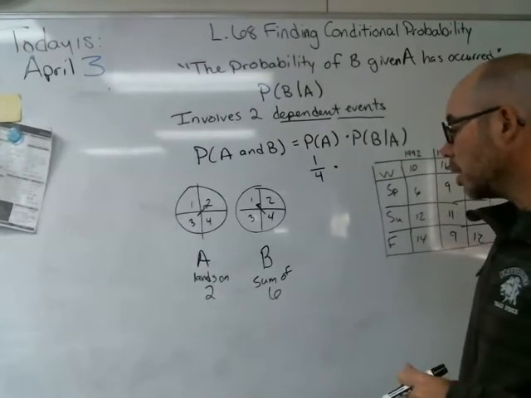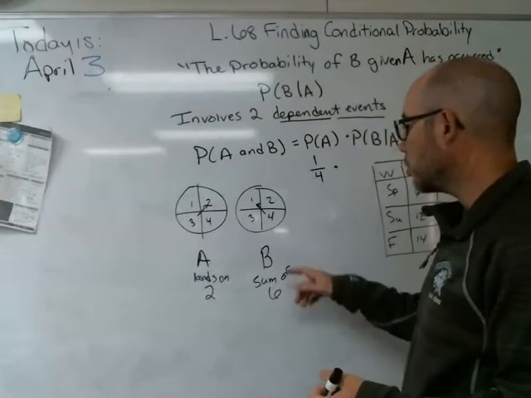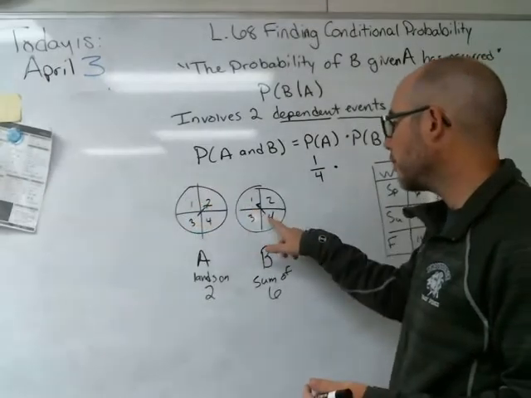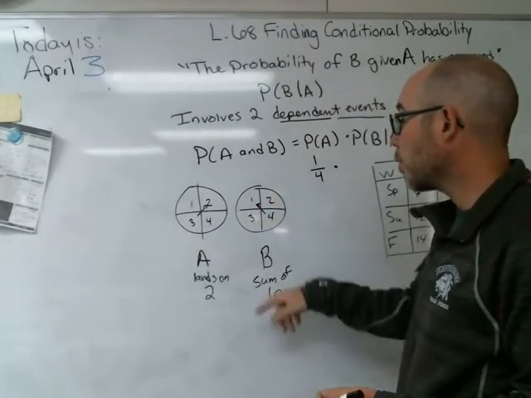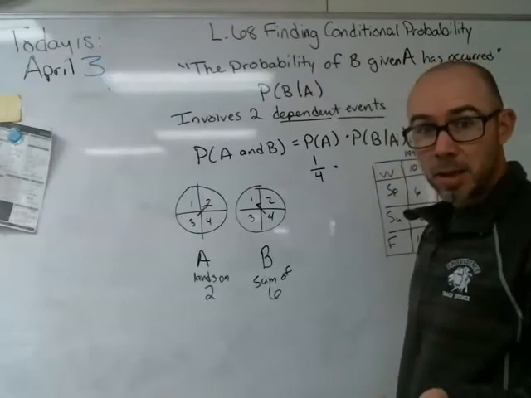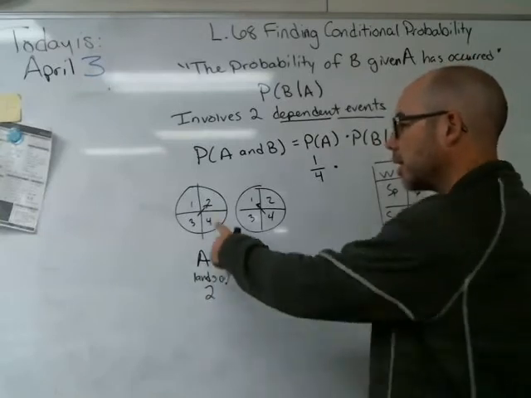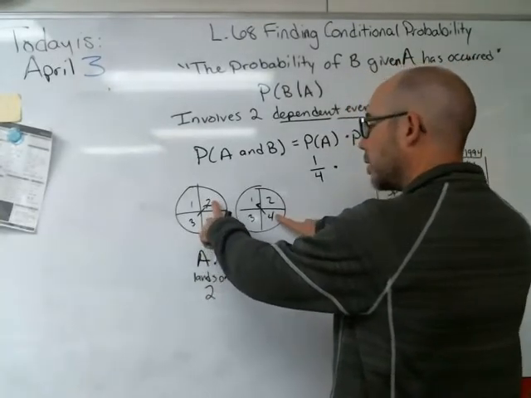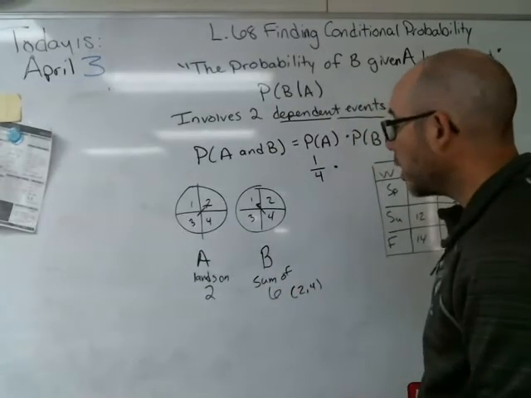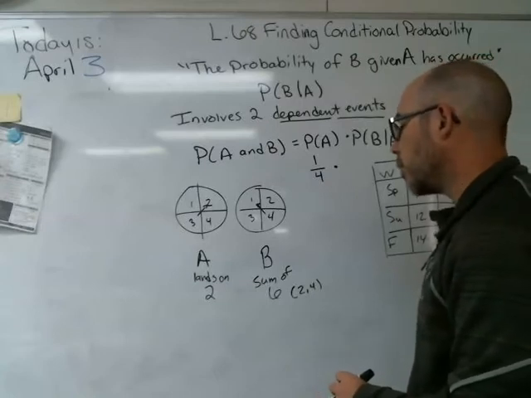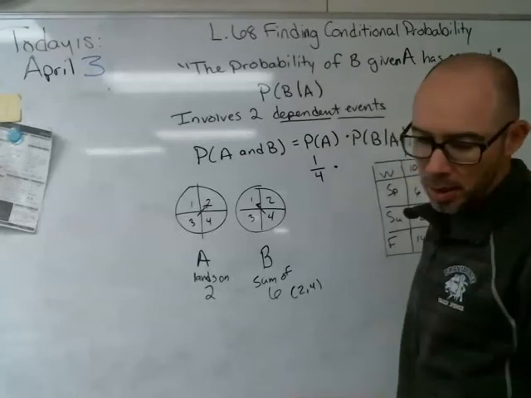Sum of 6. Well, there's lots of different ways of getting 6, right? You could have 2, 4. You could have 3, 3. And you could have 4, 2. But the only one of those that sums to 6 given that we landed on a 2 first is if we land on a 4. So getting 2, 4 is the only one way of the different ways to roll first and then roll the second one and get that total.